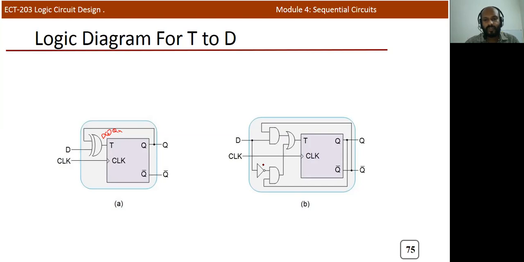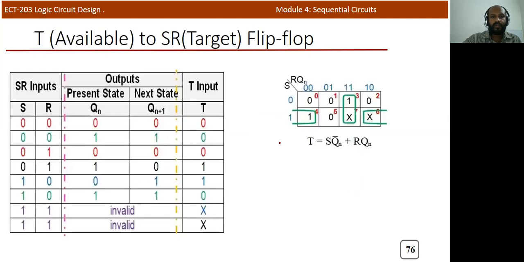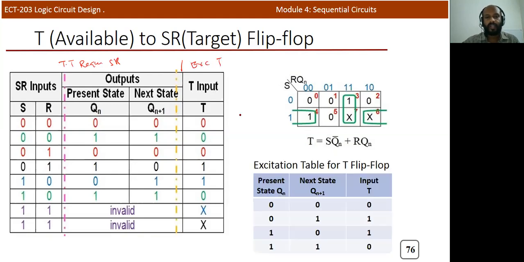Okay. So this is D bar and this is Q. So you can write D bar Q, and here it is D and Q bar. Okay. Now how can we write T to SR? So for that, write the truth table of the required one. Truth table of the required one is the SR truth table, and write the excitation table of T. So by looking into this, you can design T in terms of S, R, and Qn.